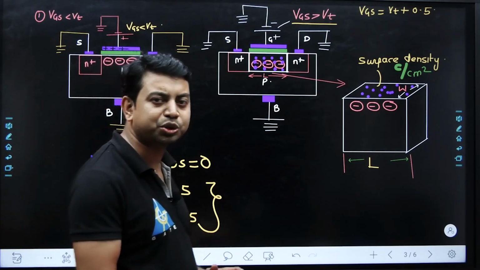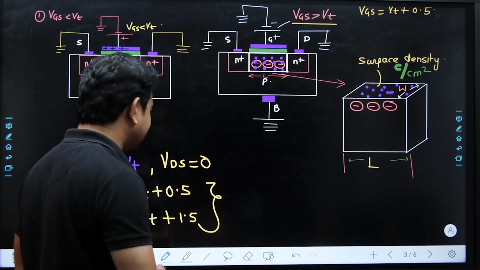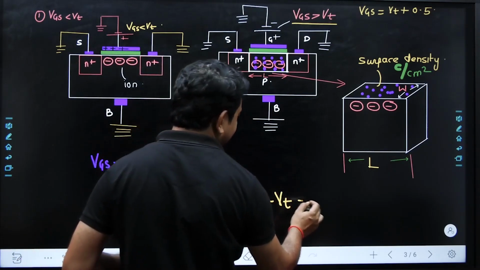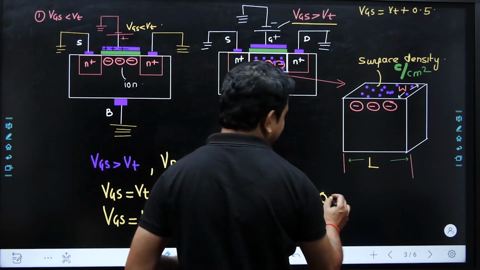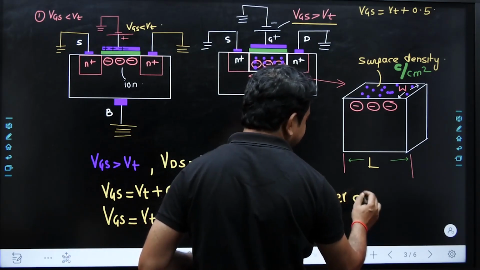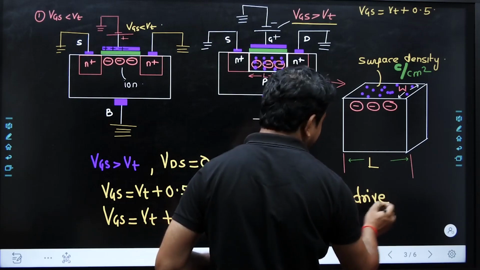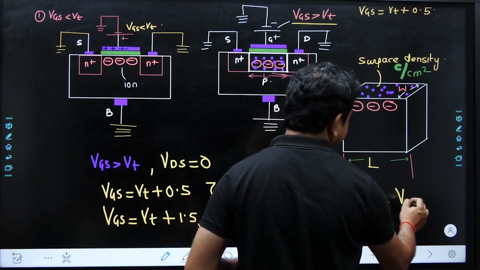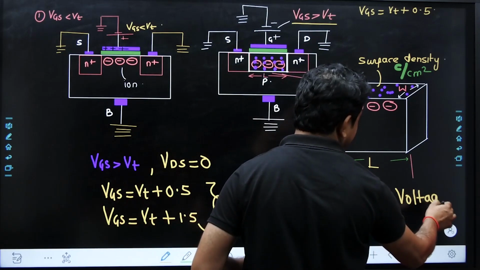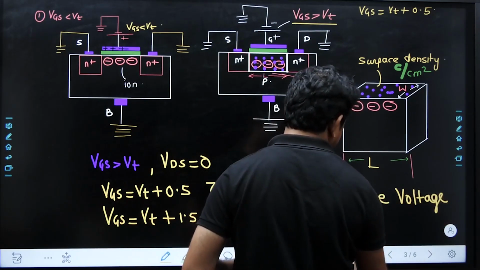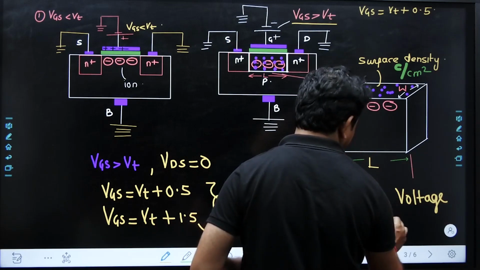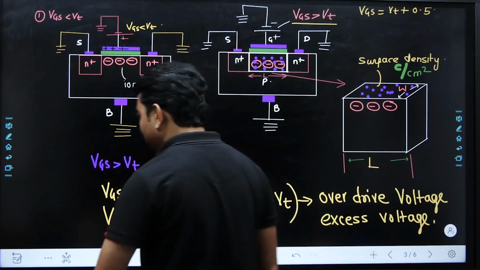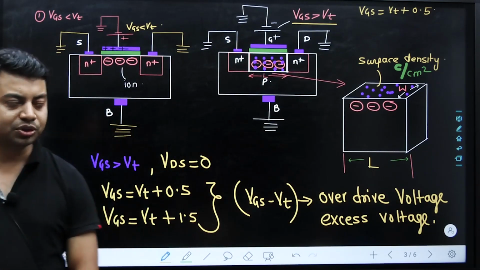and these ions are present if you apply the potential greater than the threshold voltage inside the semiconductor also. So the potential that is greater than VGS minus VT, what is it called? This is called the overdrive voltage, the voltage that has been applied at the gate terminal above the threshold voltage. So VGS minus VT is called overdrive voltage, or this is also called the excess voltage. There are many names, but in general we are using overdrive voltage here.